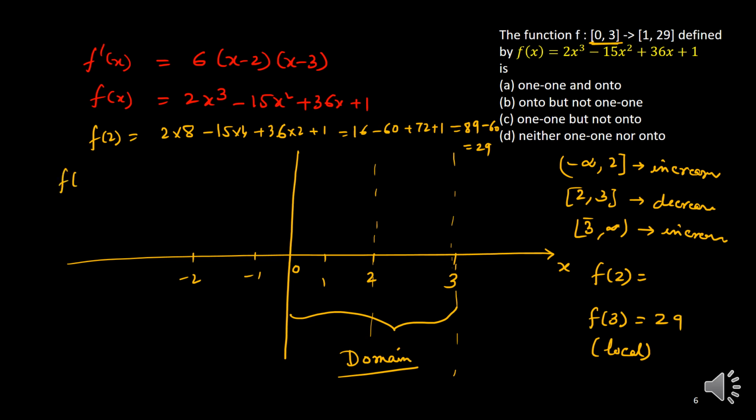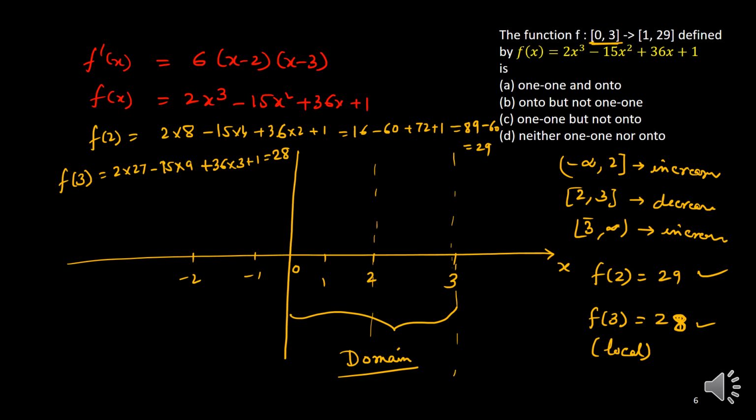Similarly, you will compute f of 3. If you compute f of 3, then what you will get? 2 into 27 minus 15 into 9, 3 square is 9, plus 36 into 3, plus 1. And that value, if you compute, I think you will get 28. So this is your 29 and this is your 28. Okay, f of 2 is 29 and f of 3 is 28.